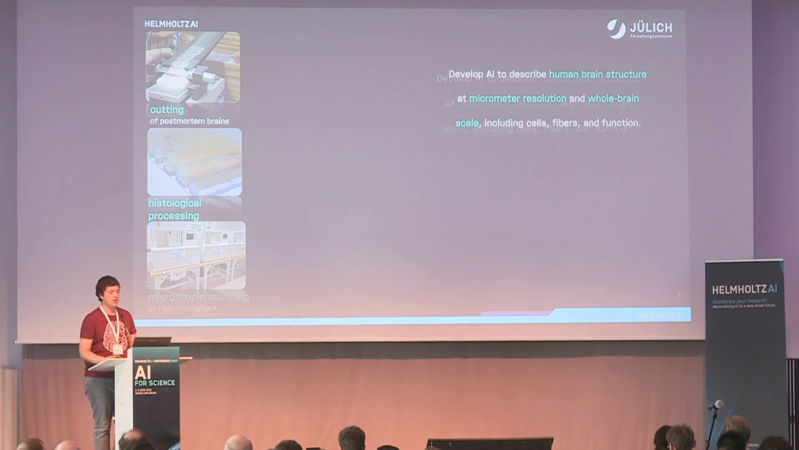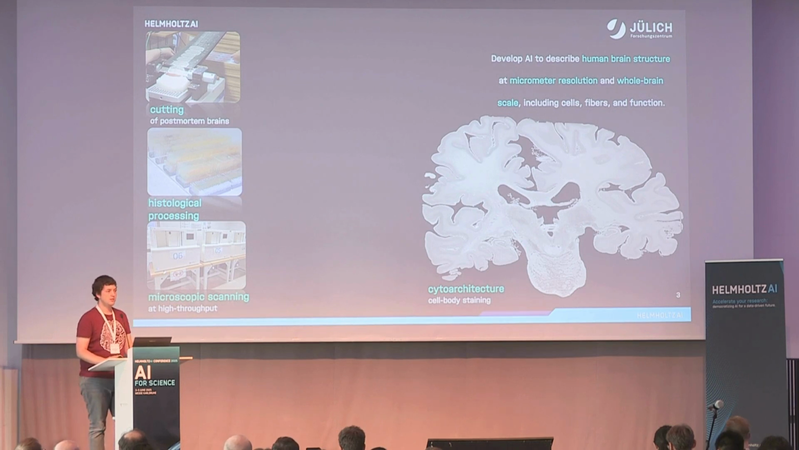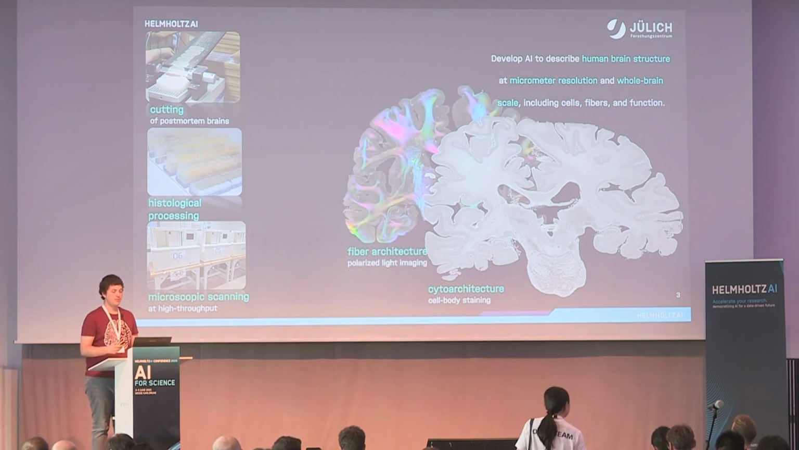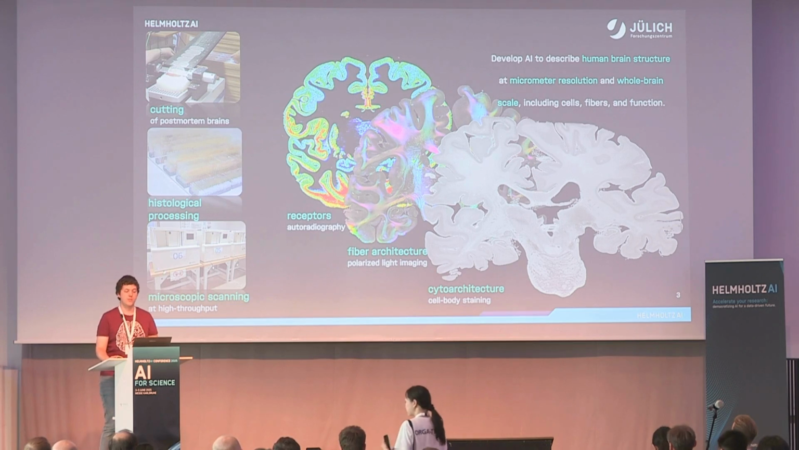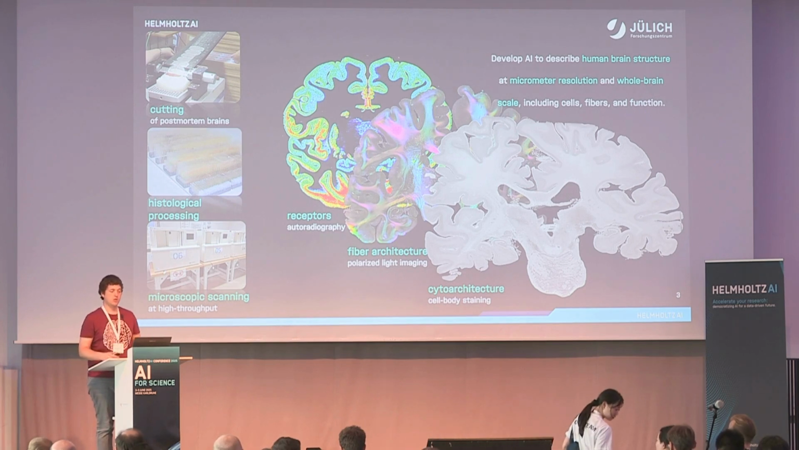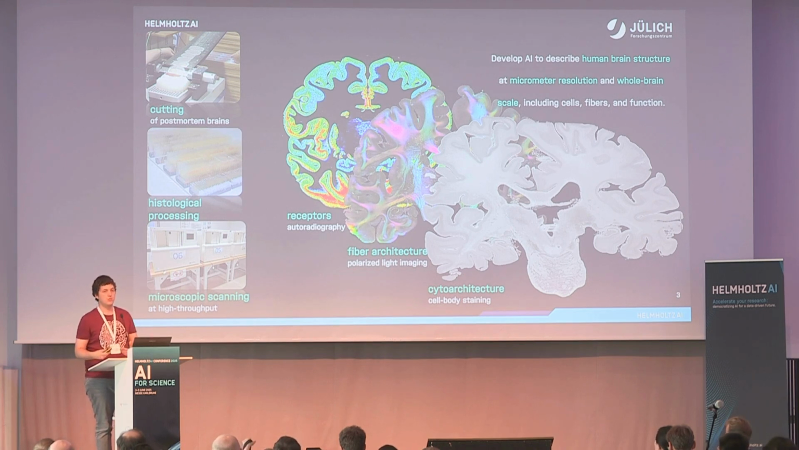This leaves us with different imaging modalities, including cell body stained imaging, allowing us to study the cellular architecture of the brain, polarized light imaging to study fiber architecture, and receptor autoradiography to study neurotransmitter distributions. Our goal with this work is to build a foundation model that captures these complementary architectural principles of the brain, encodes them, and makes them available for analysis, downstream tasks, and research.